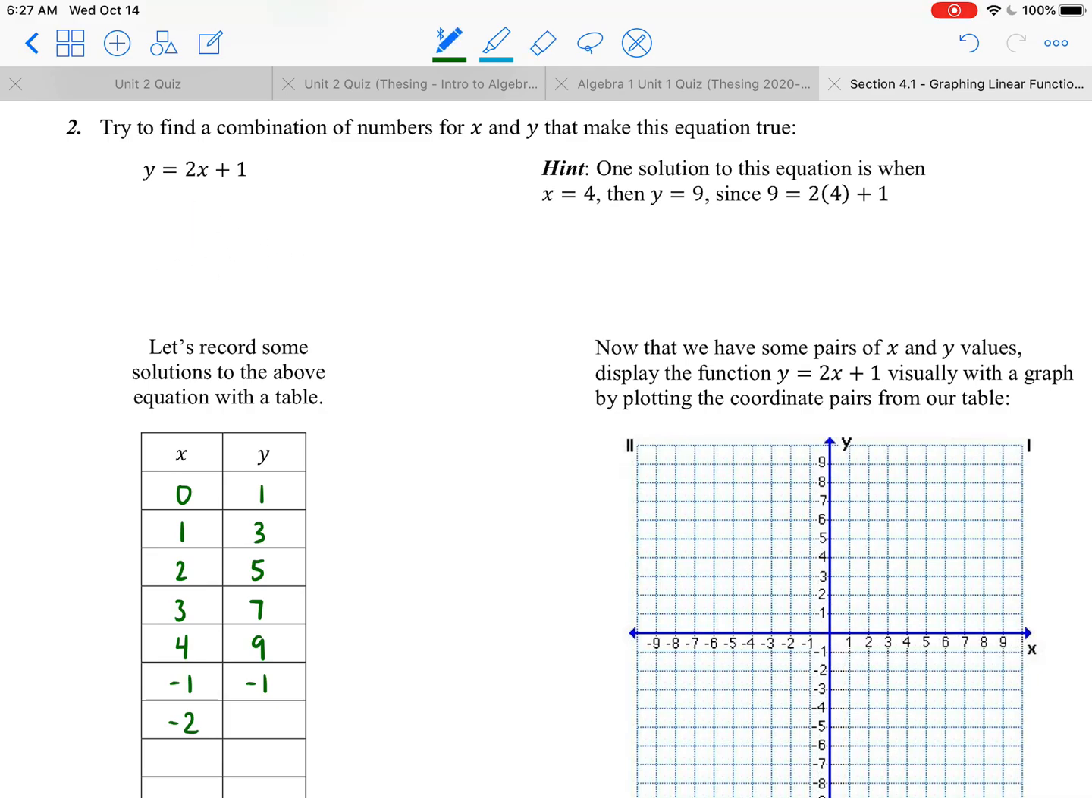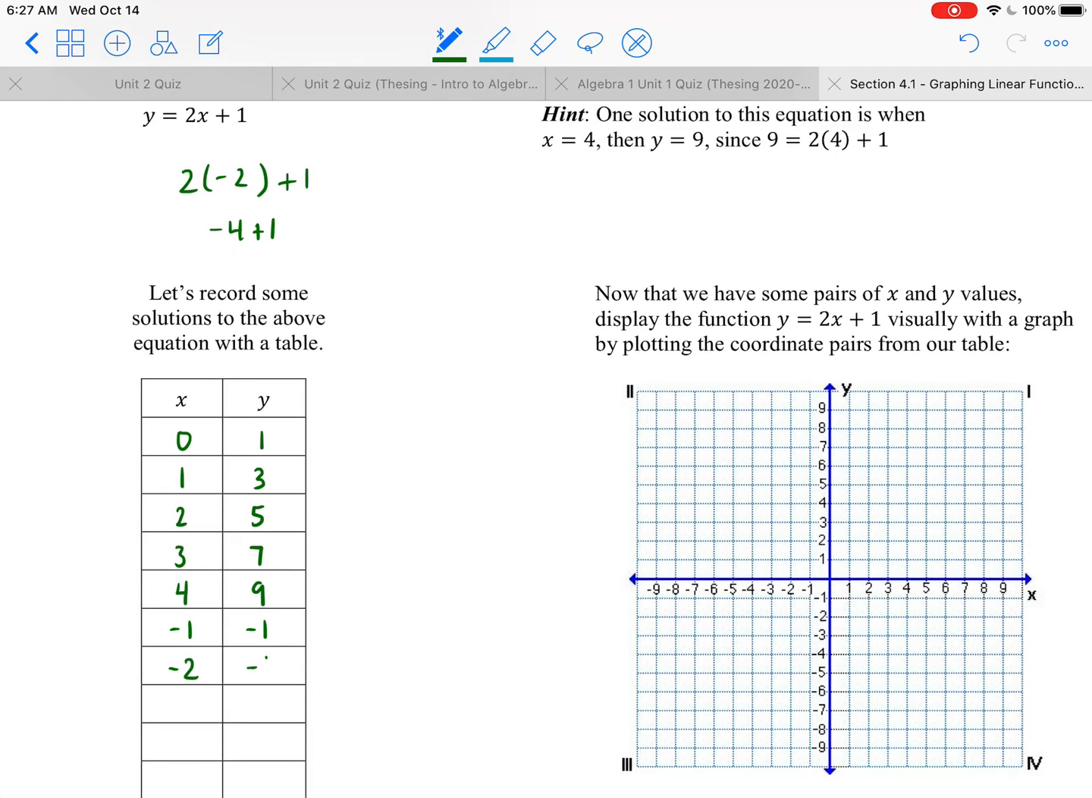I don't know why I keep erasing this. 2 times negative 2 plus 1. That would give us negative 4 plus 1. That would give us negative 3 for y. Okay, you can keep doing this. If we plug in negative 3, what do we get?